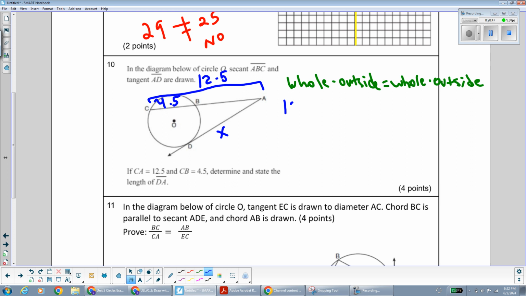So for the secant, we already have the whole. The whole is already 12.5. We do not have the outside part. The outside part is BA, the part outside the circle. What you can do is 12.5 minus 4.5 and get the outside part, which is 8.